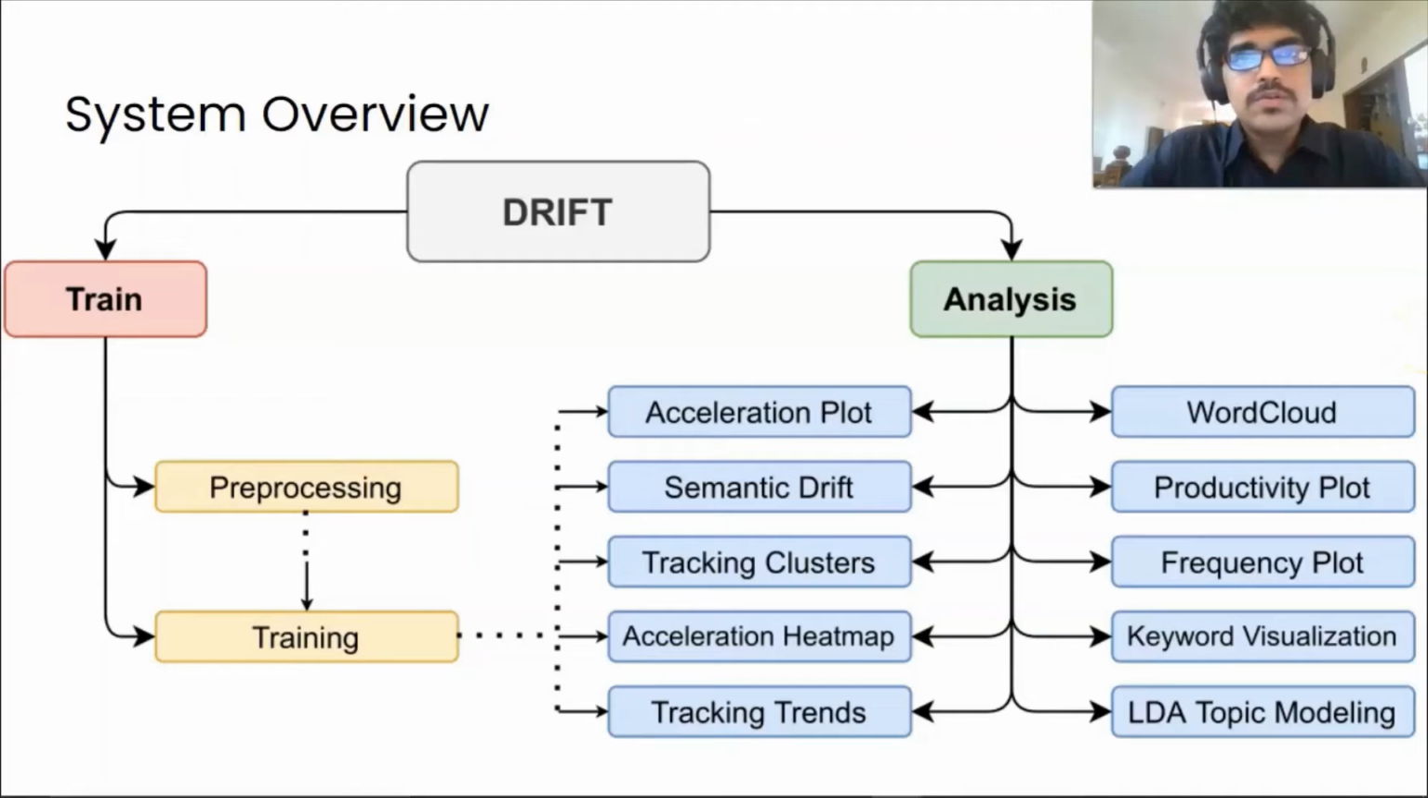Drift has two modes, training mode and analysis mode. The user can upload his or her corpus year-wise, and run a pre-processing pipeline before training the TWEC model. Once a user has trained the model, he or she can switch over to the analysis mode and run one of the 9 methods which our app currently has. We plan on adding more analysis methods soon.